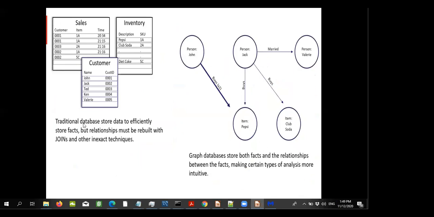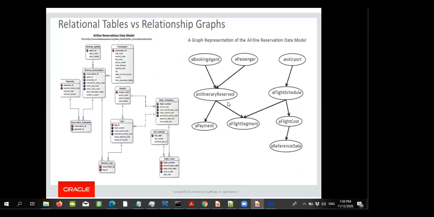It's the same thing here. Traditional databases store data to efficiently store facts, but relations can be rebuilt with joins and other techniques. And a lot of times, you do your joins in your code. Graph databases store both facts and relationships between the facts, making certain types of analysis more intuitive. It's too obvious, okay?